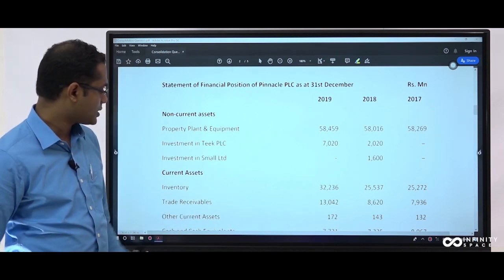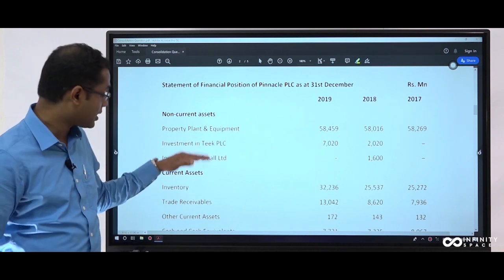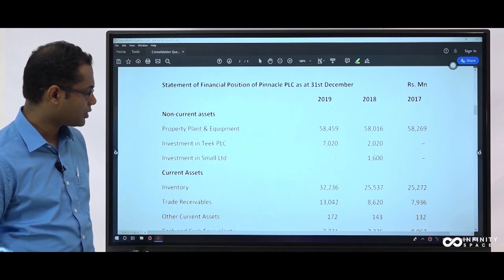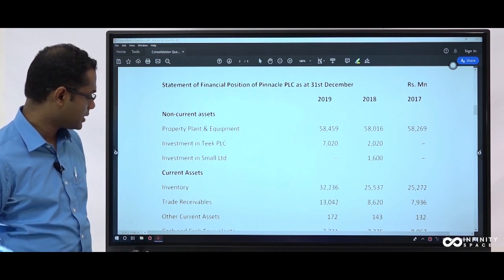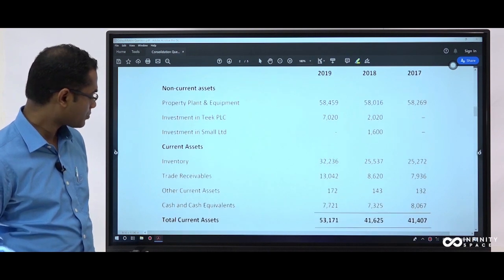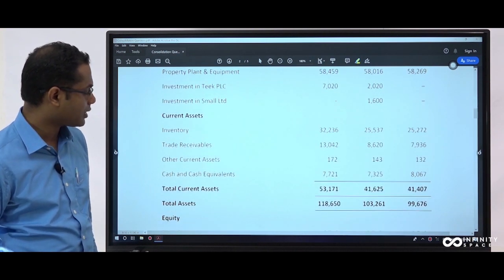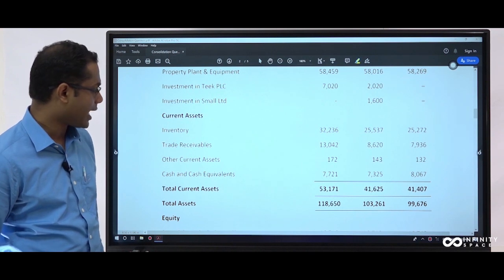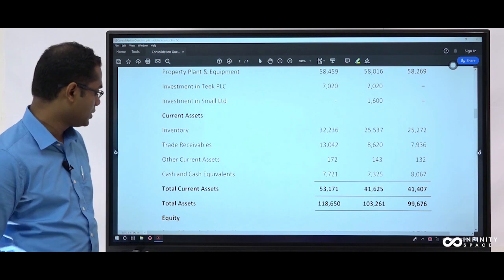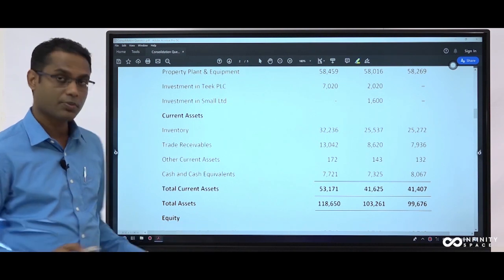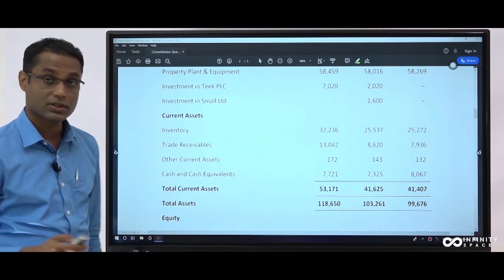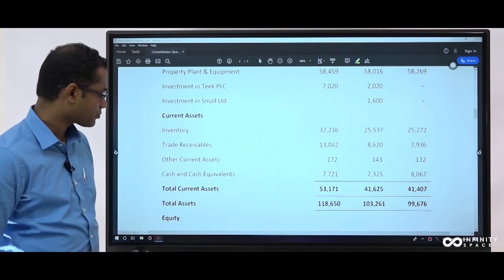After the non-current assets you have current assets. Under that, the first one is inventory 32,236, then trade receivable 13,042, then other current assets 172, cash and cash equivalents 53,171. Then the total value of the assets, both non-current and current, in 2019 is 118,650.